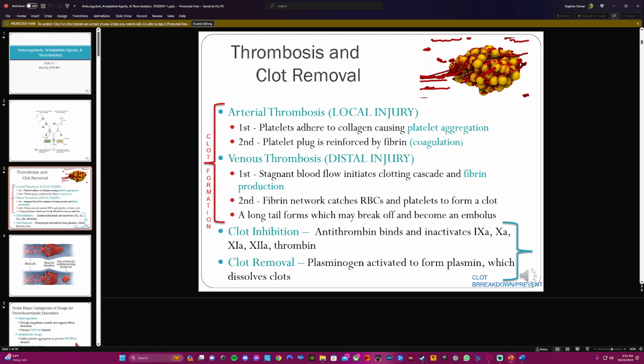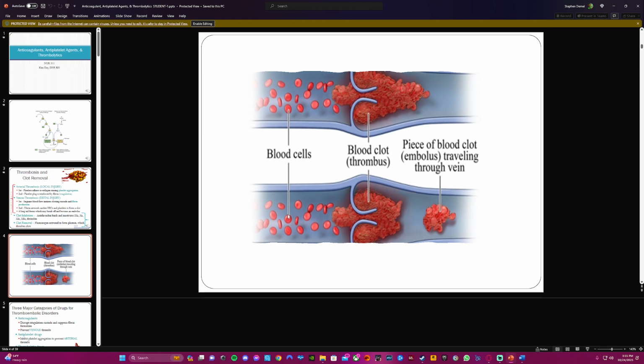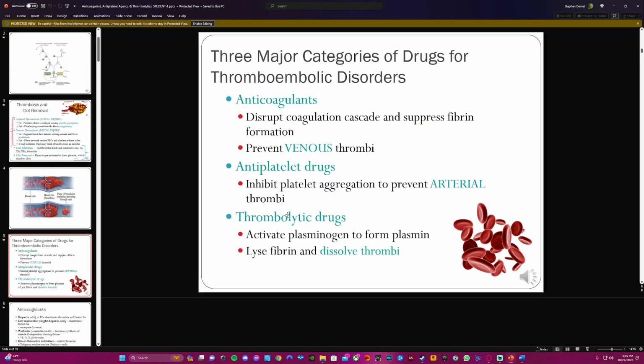For clot breakdown or prevention, there is clot inhibition, in which antithrombin binds and inactivates IXa, Xa, XIa, XIIa, and thrombin, and clot removal, in which plasminogen is activated to form plasmin, which dissolves clots. Here's a nice picture of a blood clot.